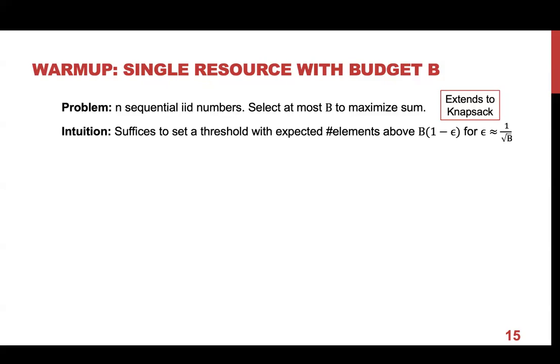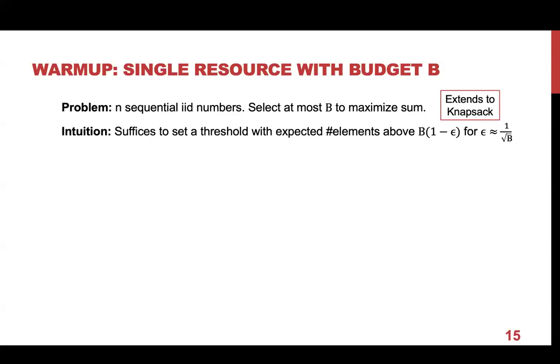The intuition is the following: as long as I can find a threshold such that the expected number of elements above it is roughly B, up to plus or minus the standard deviation, so plus or minus square root B, then I'm good. Because I can set this threshold and select any incoming request as long as it is on average in the top B, plus or minus square root B. So the idea is that I want to learn a threshold such that the expected number of elements above it is B times 1 minus epsilon. If I do this, then I'm done.